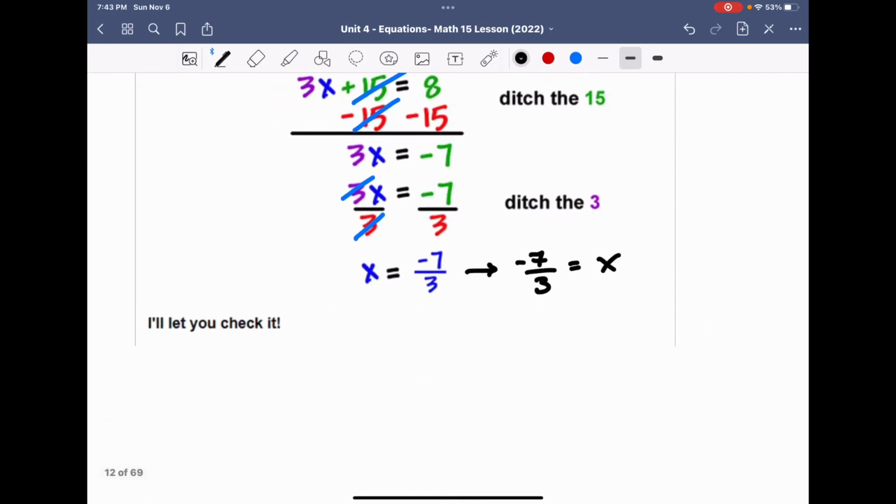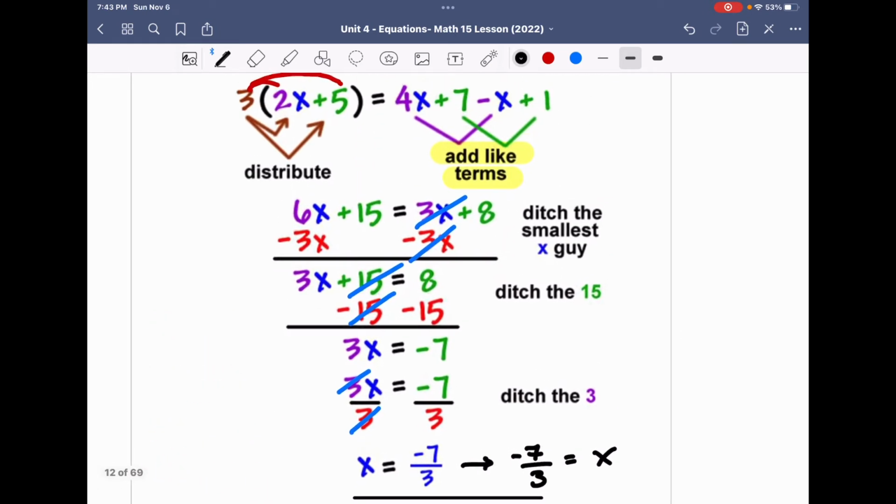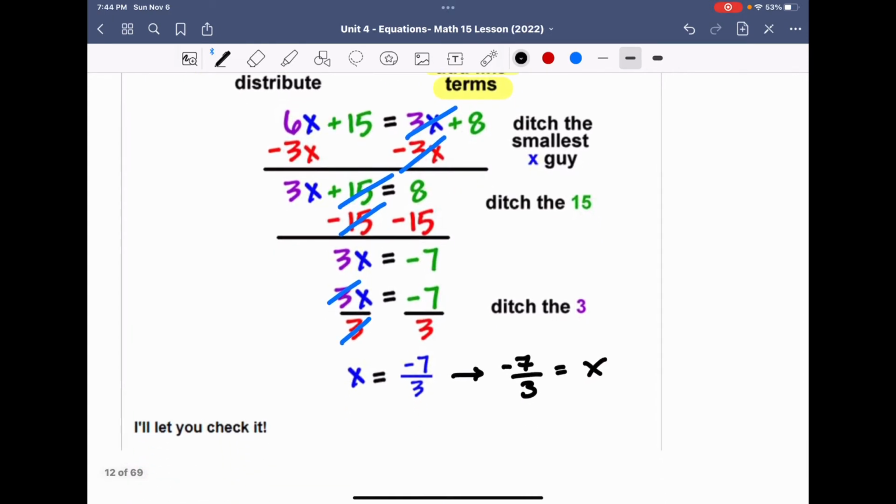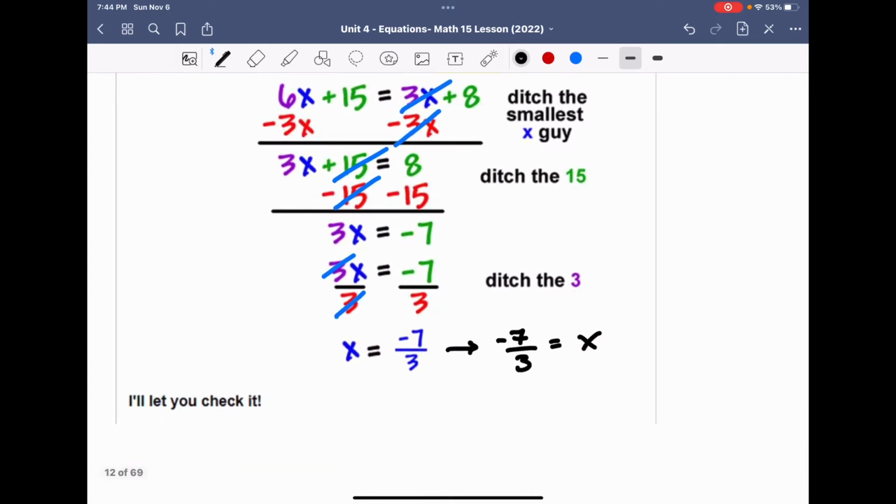Now, we could check this if we wanted. We could plug this number, negative 7 over 3, back into the original statement and simplify. However, I'm going to leave that as a challenge for you. So if you would like to try this and make sure that this works and that all the steps have been followed, this is a great check.